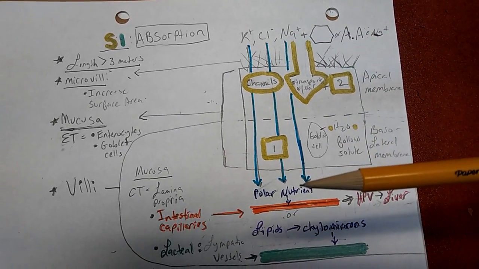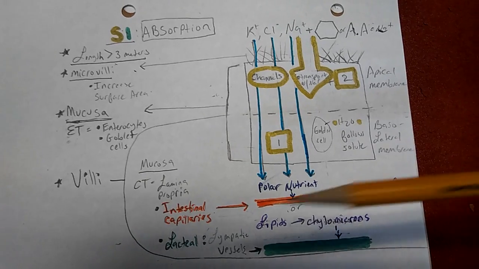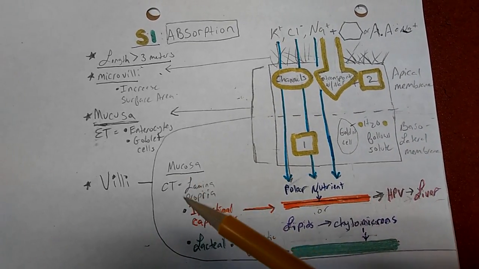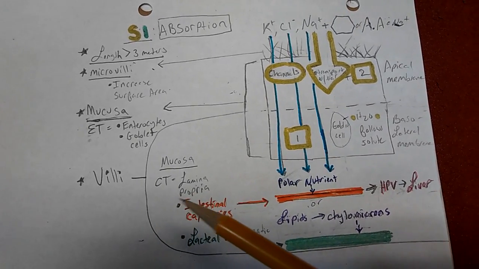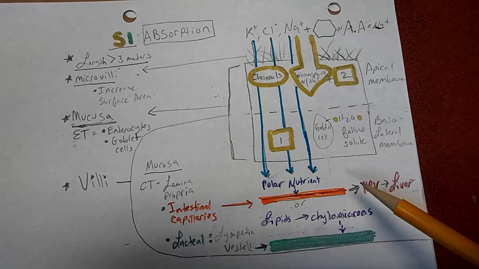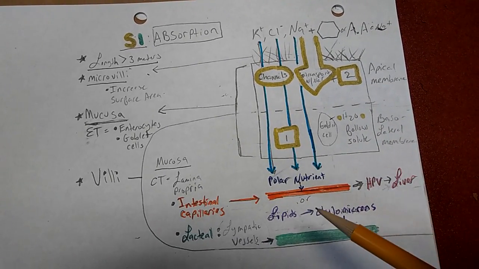The polar nutrients can then be diffused into the intestinal capillaries, which is here in orange. It's the other part of the mucosa, which is the lamina propria or connective tissue. The polar nutrients will then diffuse and enter the hepatic portal vein and then the liver.